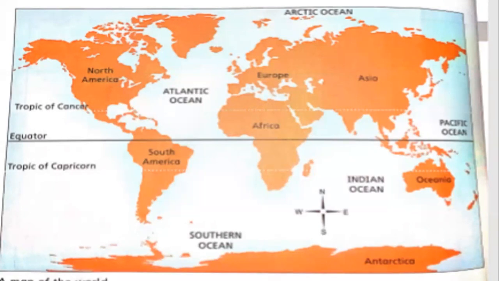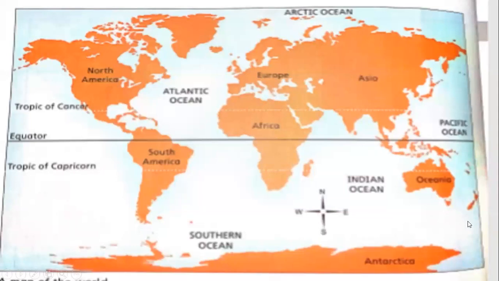From the equator to this position, this line is the Tropic of Cancer and the Tropic of Capricorn. Actually, these are imaginary lines, so I don't want to discuss them because this is not our topic. Just remember the central line is called the equator.